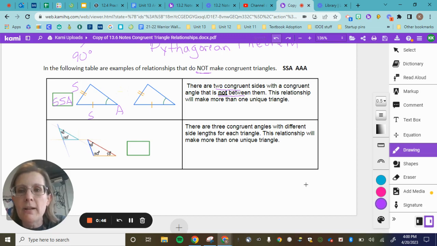And the last one is the angles. So if you have all 3 angles, so if you have 3 congruent angles in 2 different triangles, the lengths might not be the same. These are similar because the angles make them have the same shape, but they are not congruent because they might not be the same size.